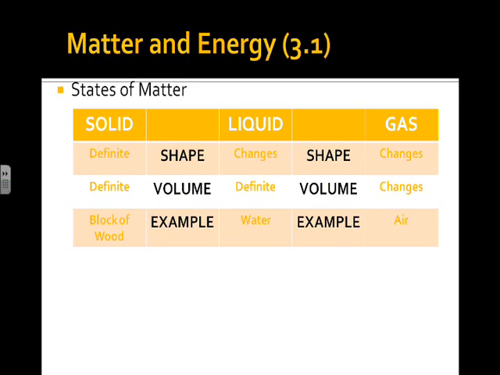Now, let's go ahead and fill out our chart that I have. Let's look at a solid. The shape of a solid is always definite. It doesn't change unless it's broken. And obviously, that's not what's supposed to happen to that solid. So the shape of a solid is definite.